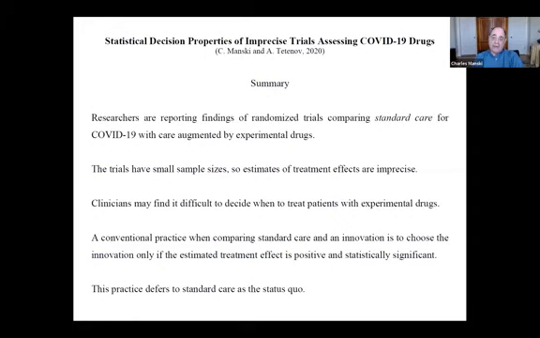So I think everyone's aware that there's been a rush of randomized trials trying to evaluate treatments for COVID, particularly in the severe cases of patients who are hospitalized. And if you've been reading about these randomized trials, there's a common theme to them: they take one thing that they call standard care.